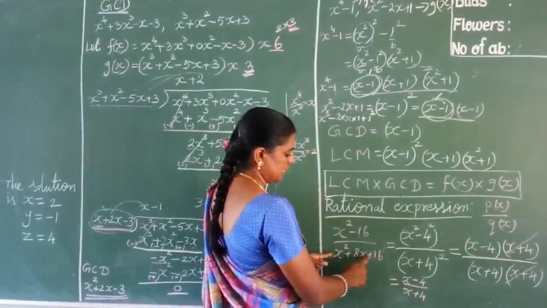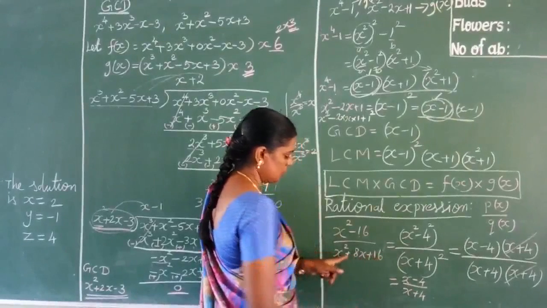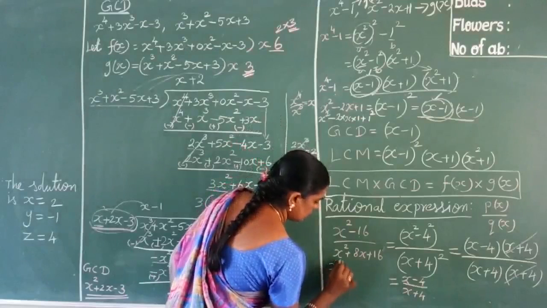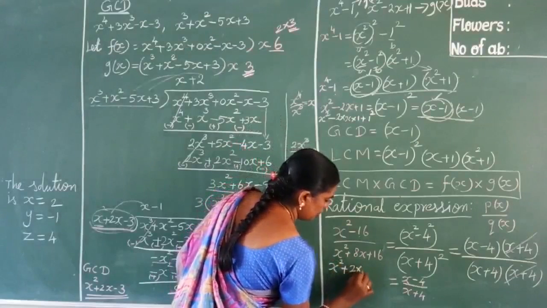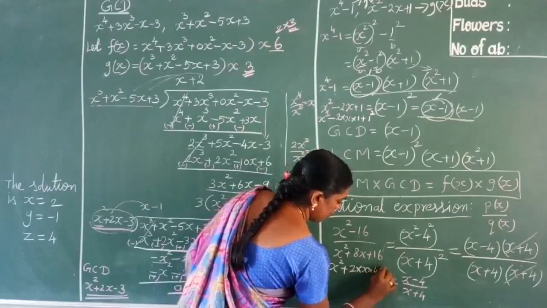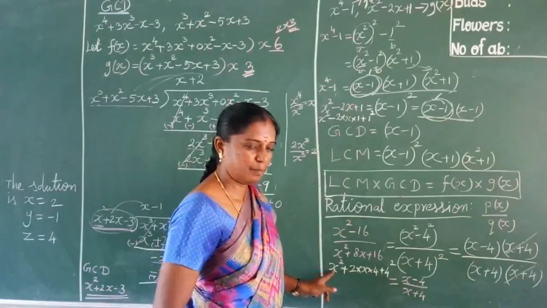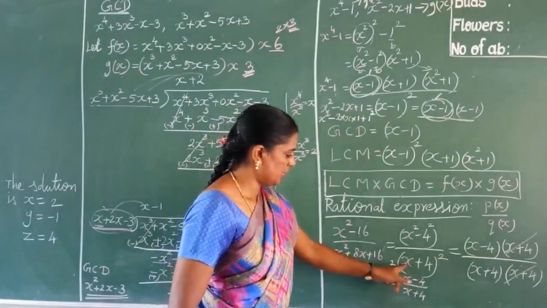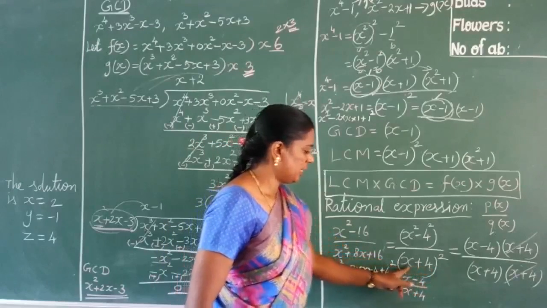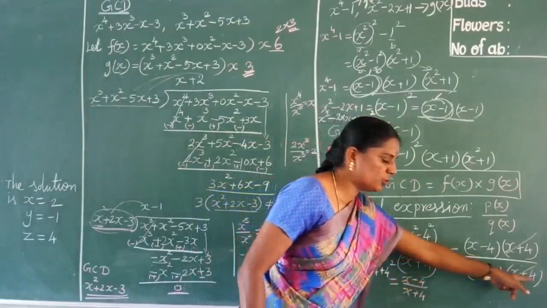Denominator x square plus 8x plus 16. This is also a square plus 2 into a into b plus b square. So the format is a plus b whole square. So again it can be written as x plus 4 into x plus 4.